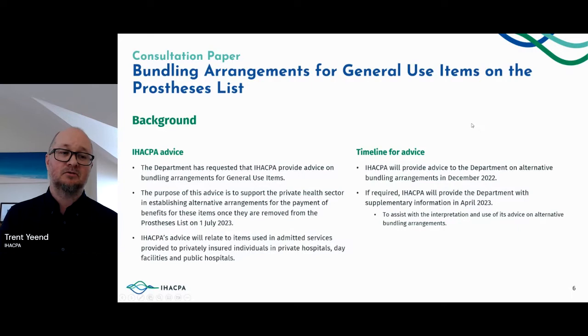Now, for the actual IHACPA advice itself, the department has requested that IHACPA provide advice on bundling arrangements for general use items. The purpose of the advice is to support the private sector in establishing alternative arrangements for the payment of benefits for these items once they're removed from the prostheses list from 1st of July next year. And IHACPA's advice will relate to the items used in admitted services provided to privately insured individuals in private hospitals, public hospitals, and day facilities.